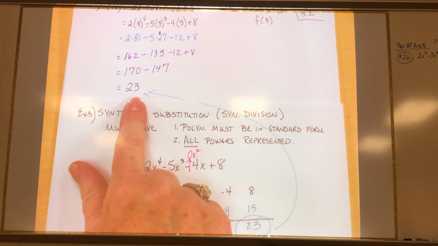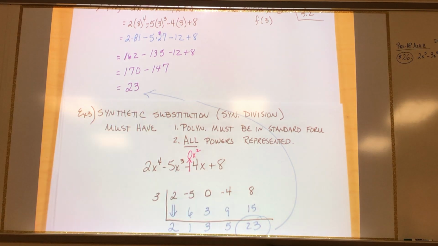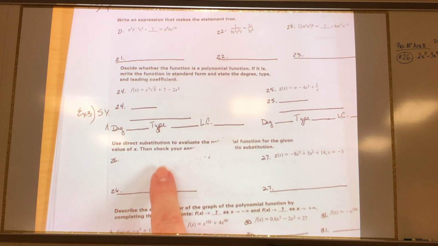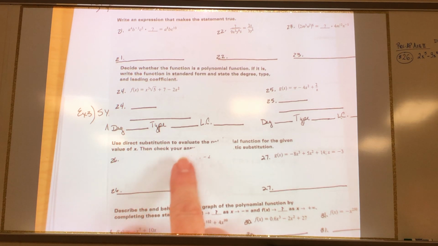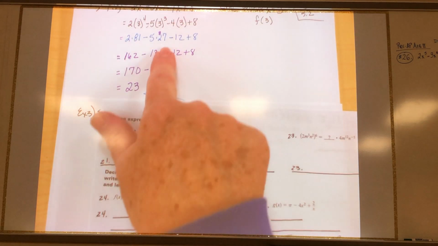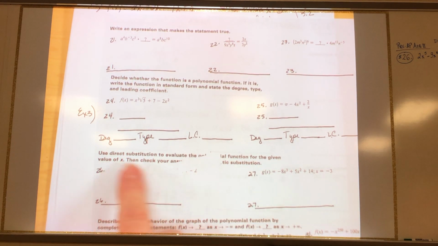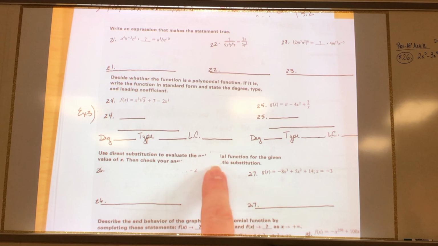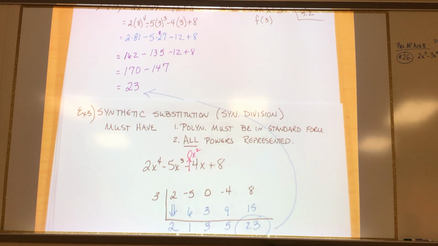On the worksheet, I wrote number 26 on the board because 26 took off. Here's what it says: use direct substitution. That's what we did up here, right? Just directly substituted it to evaluate the polynomial function for the given value of x. Then check your answer with synthetic substitution. We just did that. So what are they asking you to do? They're asking you to practice this just a little bit. So you got an example. Everybody understand?